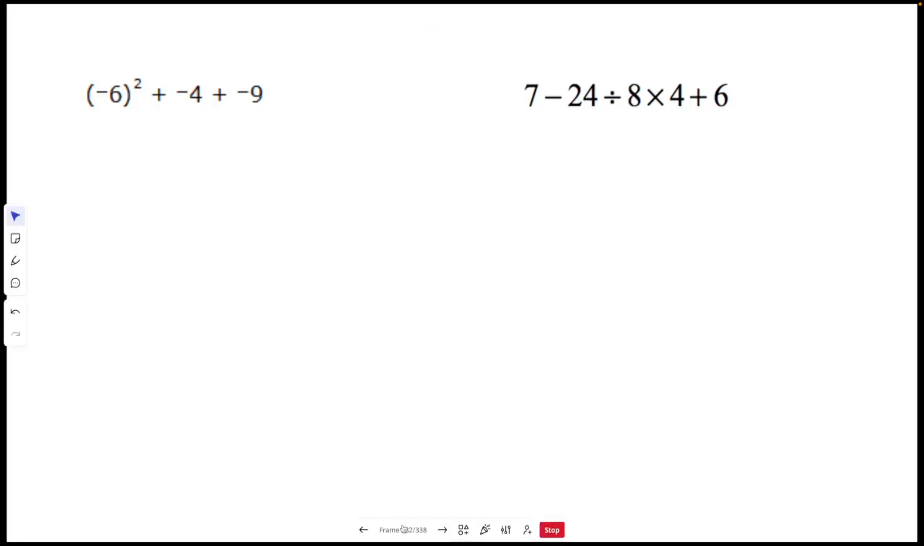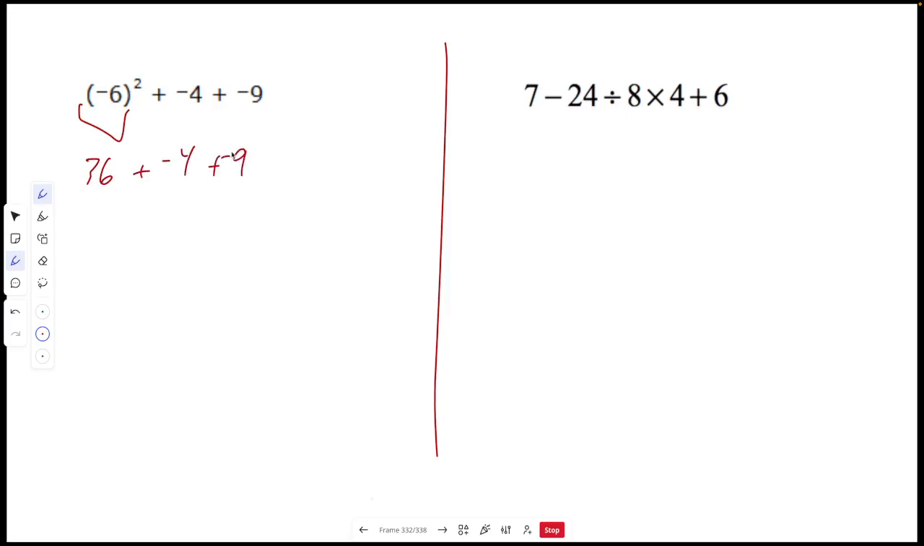Okay, now that you've had time to work these problems, let's take a look at your solutions. For this one, you should have done exponents first. So this would be 36 plus -4 plus -9. Then you should have gone left to right. 36 plus -4 is 32 plus -9. 32 plus -9 is positive 23. Final answer.